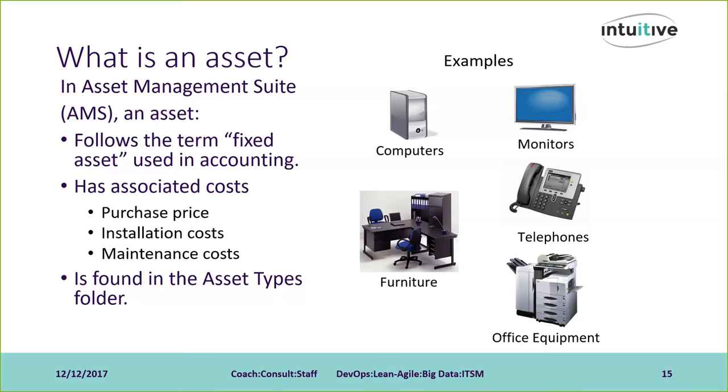So an asset has an associated cost, such as a purchase price, installation cost, and maintenance costs. In addition, the value of the asset may depreciate over time and can receive favorable tax treatment. So while AMS is not a financial accounting system, you can associate these costs and depreciations to the asset, making it possible to track the total cost of ownership and the value of the asset for accounting purposes.